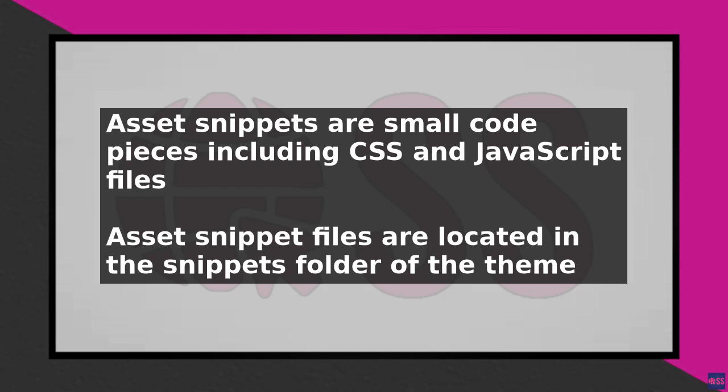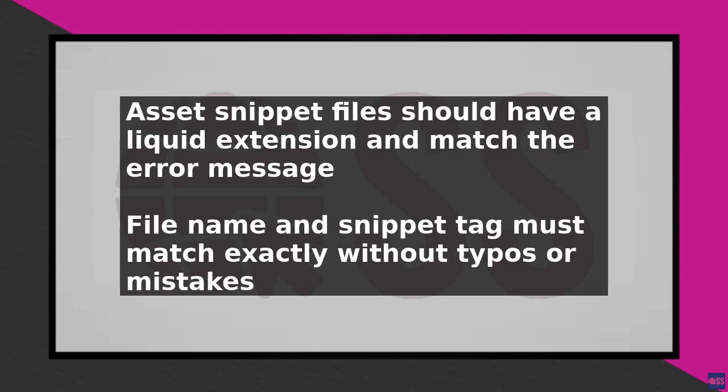First, check if the asset snippet file exists in your theme. Asset snippet files are usually located in the Snippets folder of your theme. If the file does not exist, you need to create it. For example, if you are getting an error that says "could not find asset snippets header," you need to check if there is a header.liquid file in your Snippets folder.